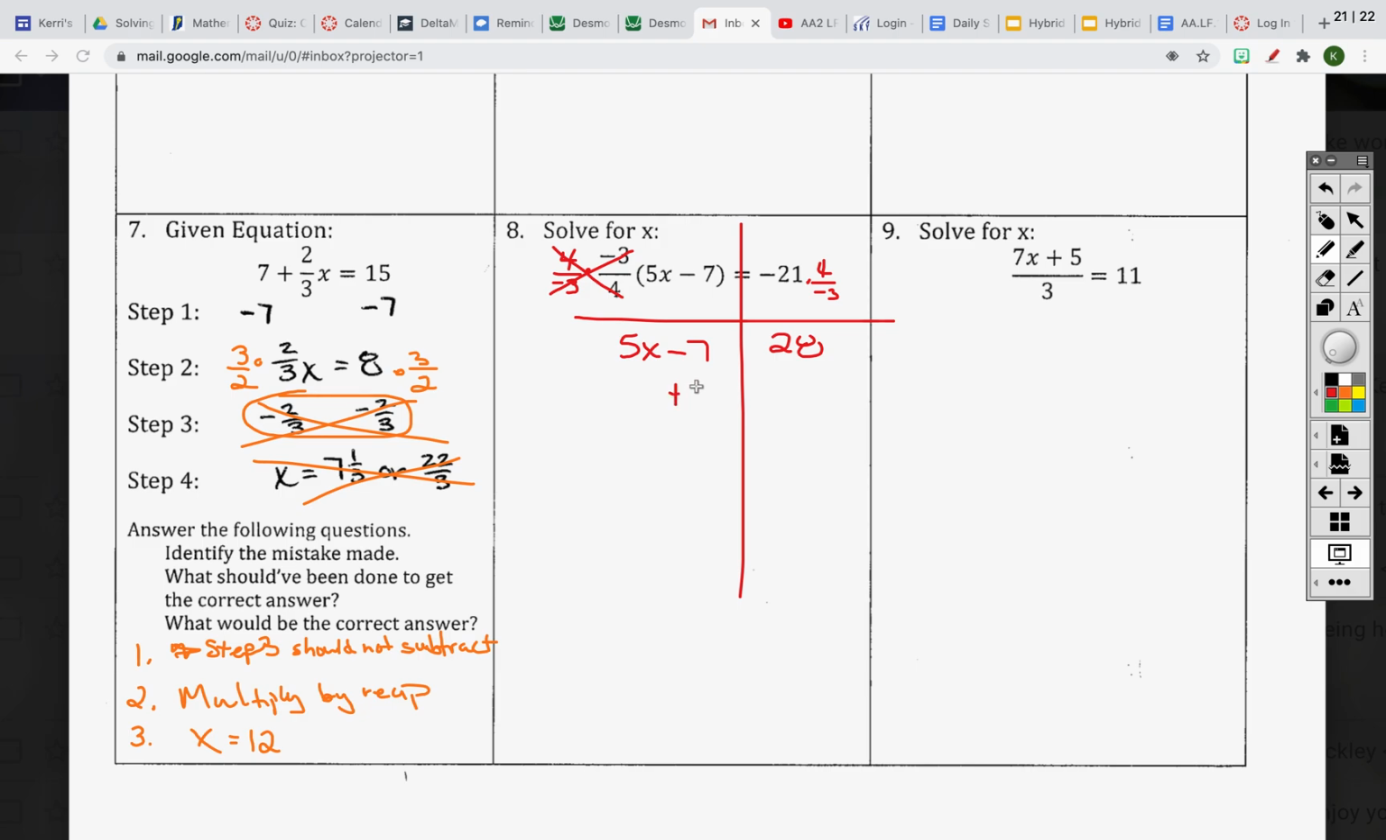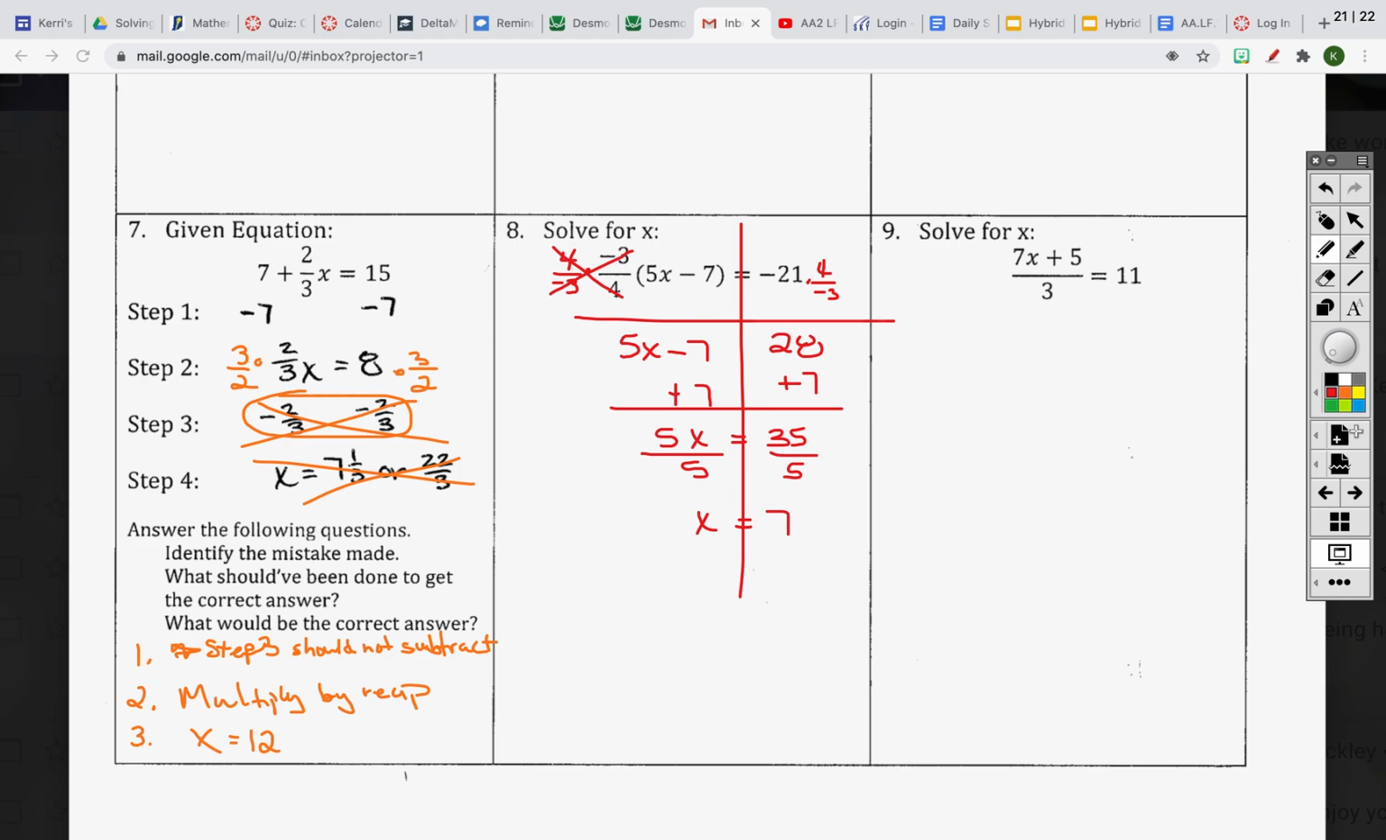Opposite operation is to plus 7 to both sides. 5x is equal to 35. Opposite operation, x is equal to 7.